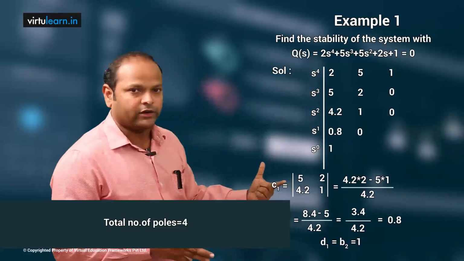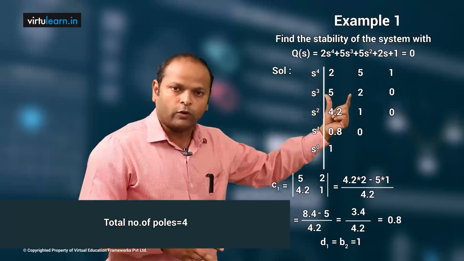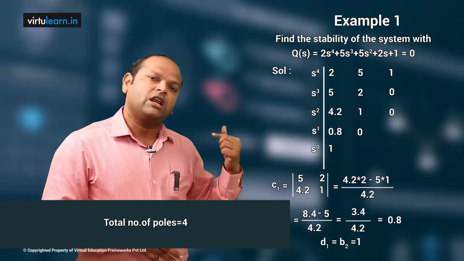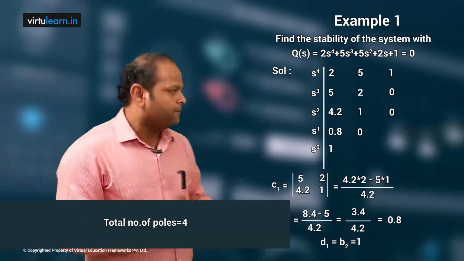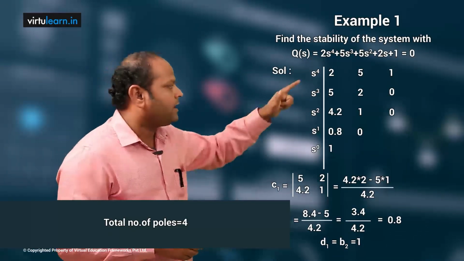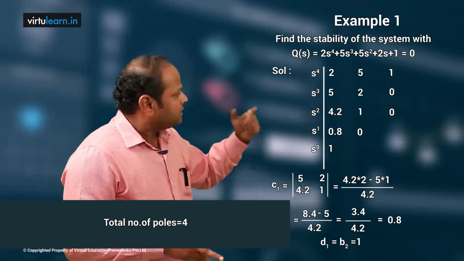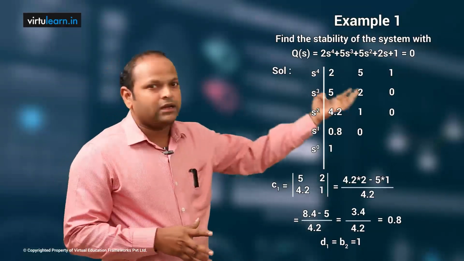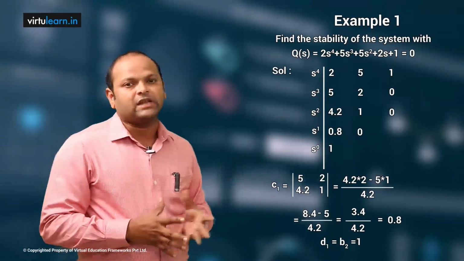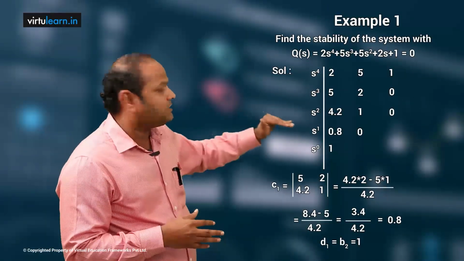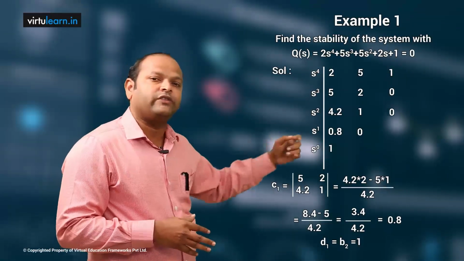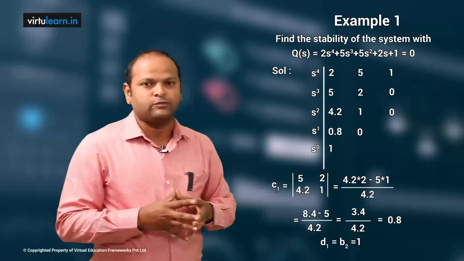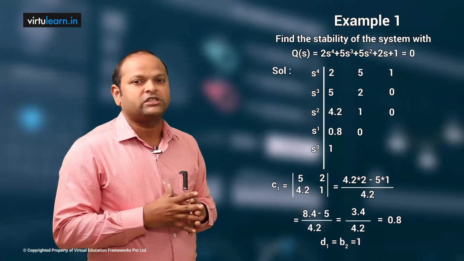I need to write the summary of it. So total number of poles is equal to 4. Then number of sign changes is 0. What does the number of sign changes indicate? The number of poles lying in the right half of the S plane. Therefore how many poles are in the right half of the S plane? 0, because there are no sign changes. So what will be in the left of the S plane? Total 4 and none is in the right of the S plane. Therefore all the poles lie in the left of the S plane. Therefore the number of LHS poles is 4. LHS means left half of the S plane, RHS means right half of the S plane. Therefore the closed loop system is stable.